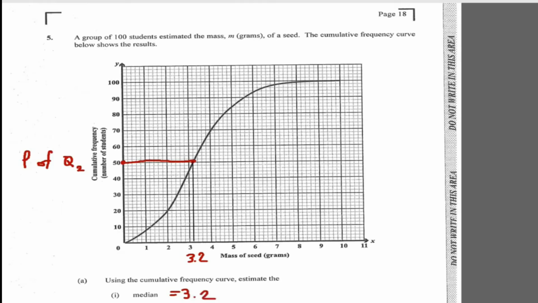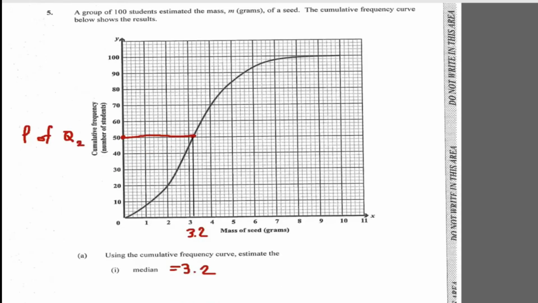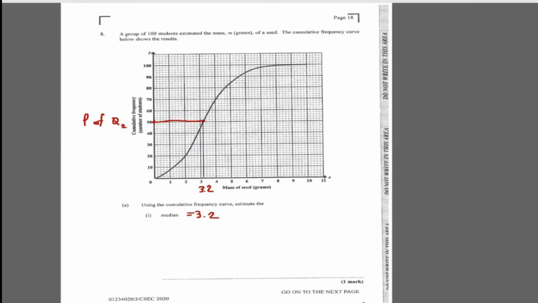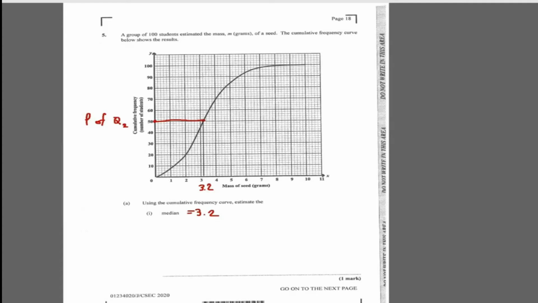Nice and easy, they're giving away marks. So that's the median. Now, the next thing they want us to do is to find the upper quartile, and then they want us to find the semi-interquartile range. So let's do two of them in one.